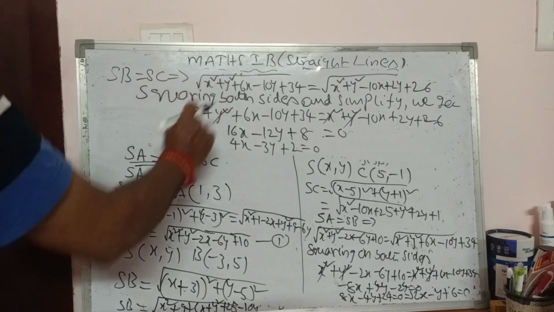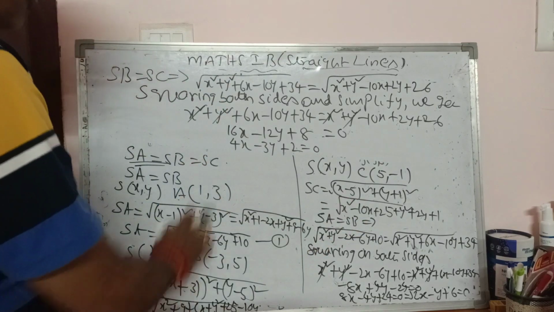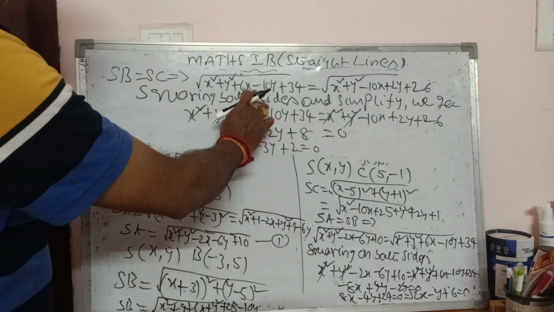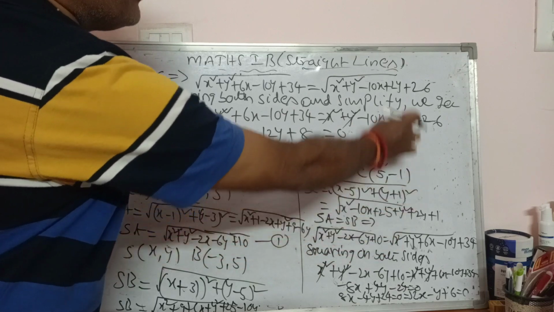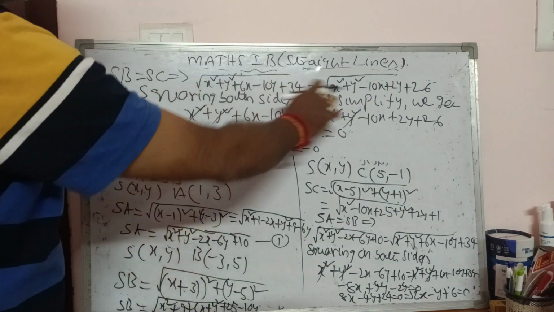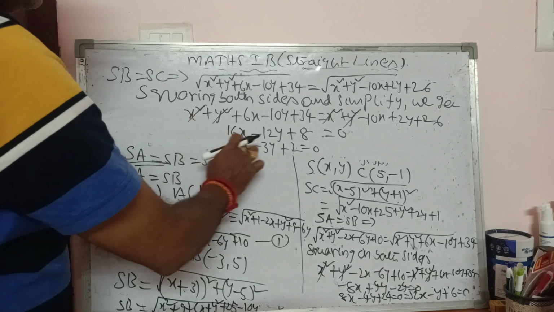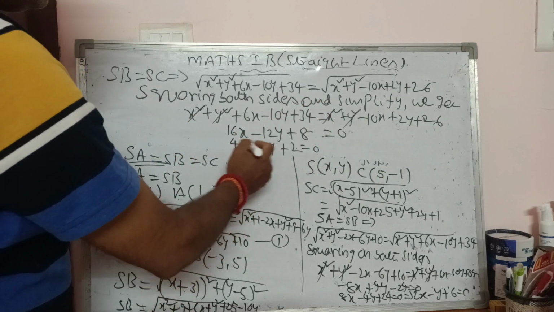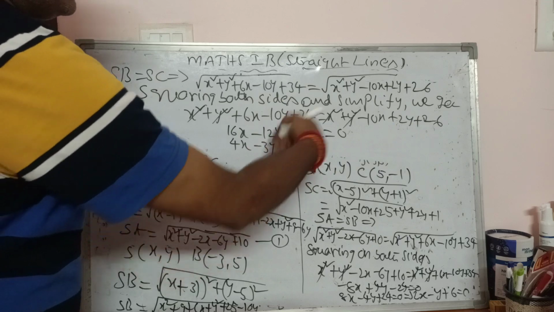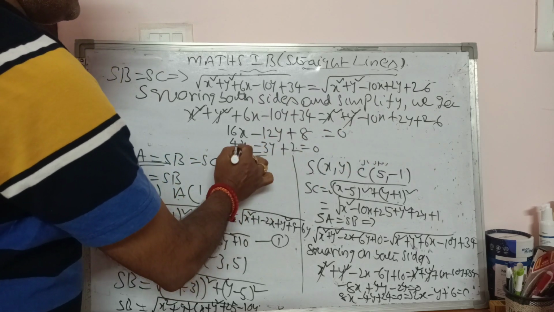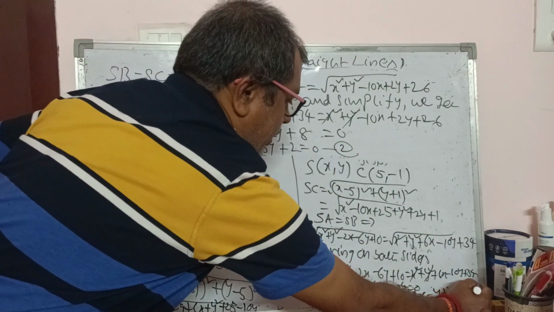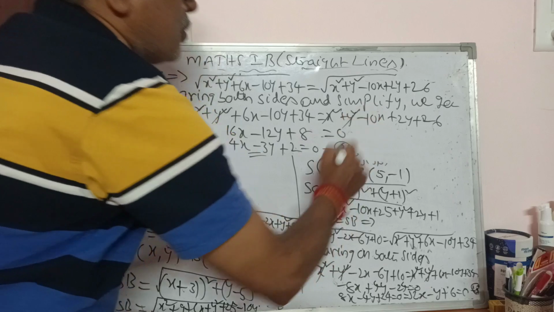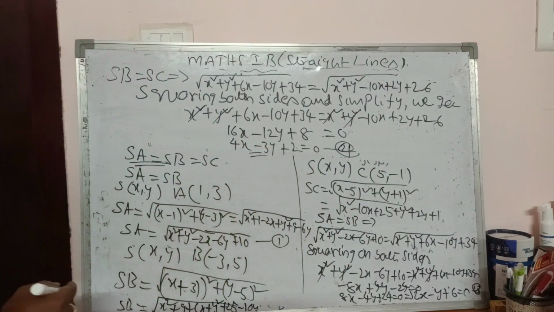Similarly, SB is equal to SC. Root of x square plus y square plus 6x minus 10y plus 34 is equal to root of x square plus y square minus 10x plus 2y plus 26. Squaring on both sides and simplifying, you will get 16x minus 12y plus 8 equals 0. By taking 4 as the common factor, we will get another equation, 4x minus 3y plus 2 equals 0. Let it be equation 2. Solving 1 and 2, we get the required circumcenter.